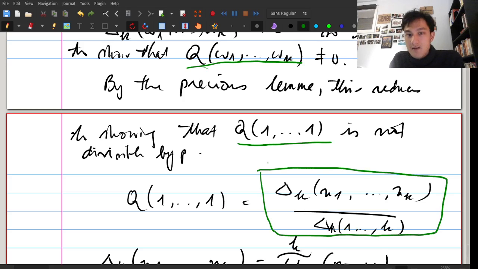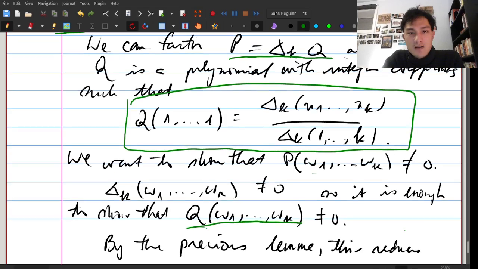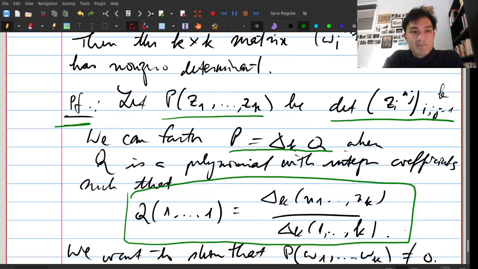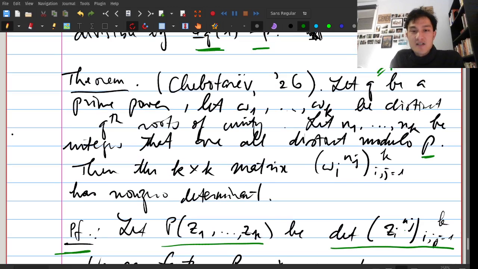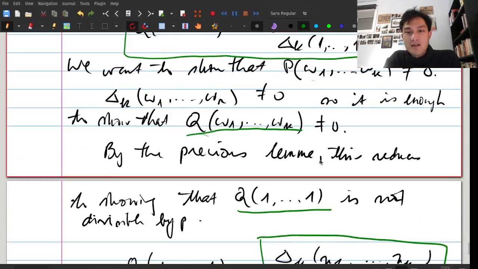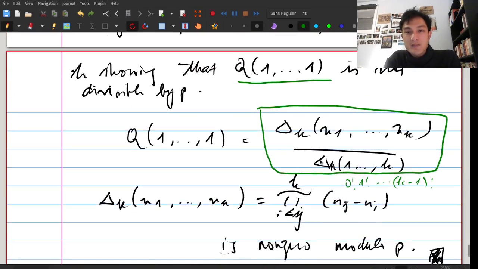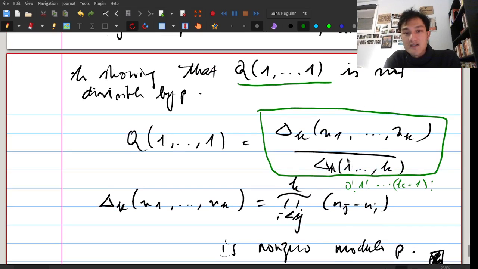Okay? And in fact, in the previous video, we showed that delta K of 1 through K is actually 0 factorial, 1 factorial, all the way up to K minus 1 factorial. And I guess we are going to need that there's no P here. I think in the notes, we do want K to be less than P. Let's just be safe, and we're going to say K is less than P. I think it's actually in the statement, I just forgot it. Whatever. There's no P appearing in the denominator. That's not really that important even.